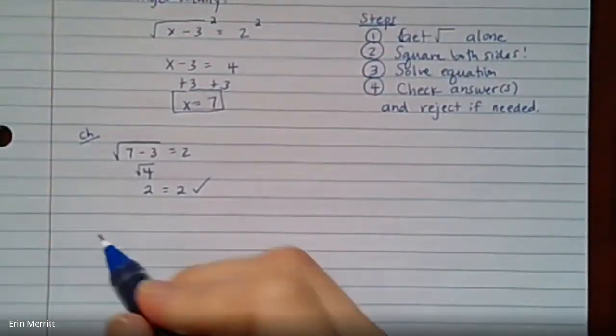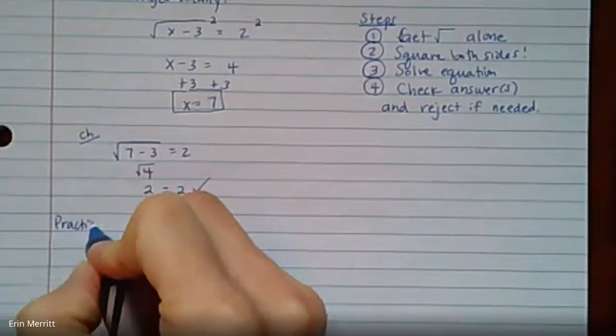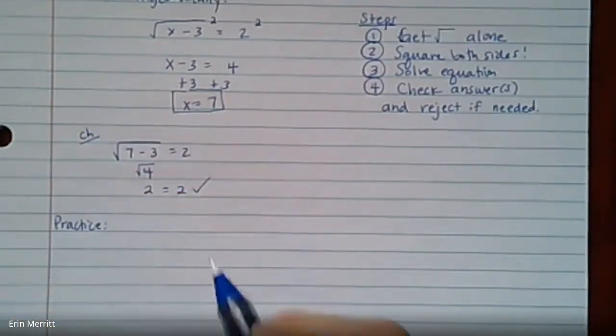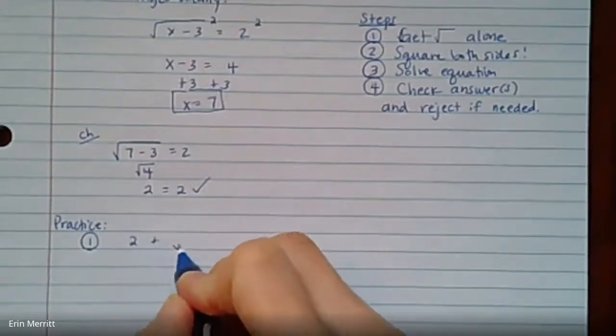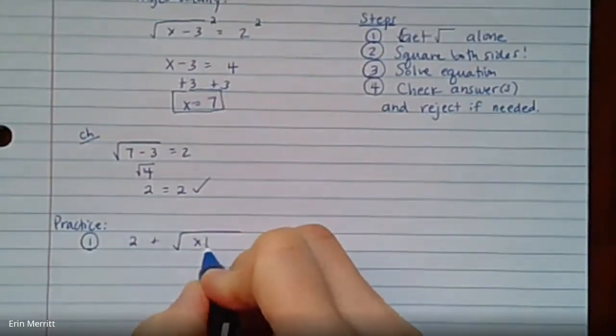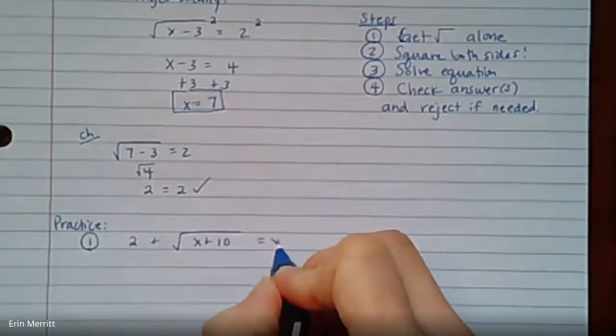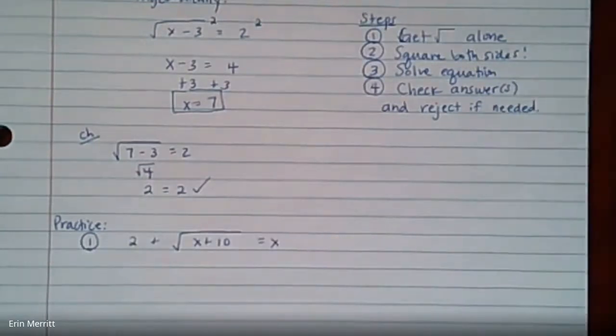All right, let's try another one. For this first one here, I'm going to give you 2 plus the square root of x plus 10, and then equals x. So let me slide on up here while you get all that written down. All right, think about those steps. We try to keep them short and sweet.